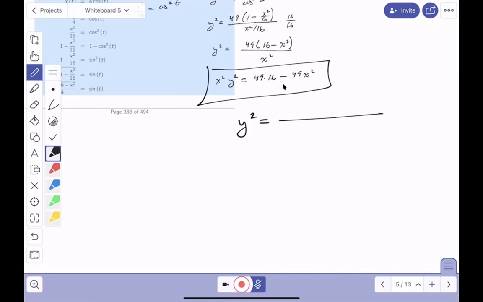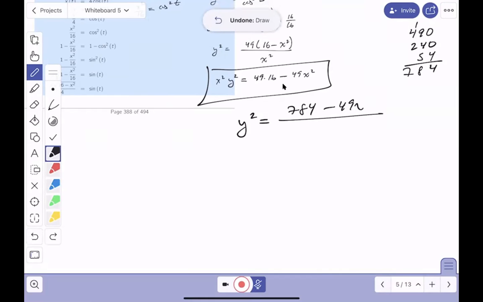Let me do 49 times 16. That's 490, right? Because 10 times 49 is 490. 6 times 40 is 240. And 6 times 9 is 54. Let's see, 9 and 9 is 18. That's 784. Oh, you know what? I don't want to do that. I'm going to factor out the 49. And what do you get over there?